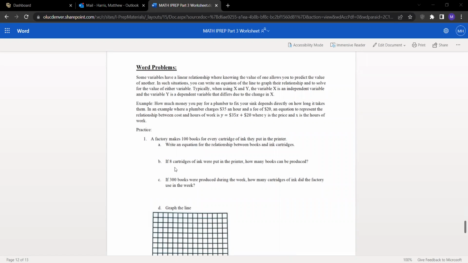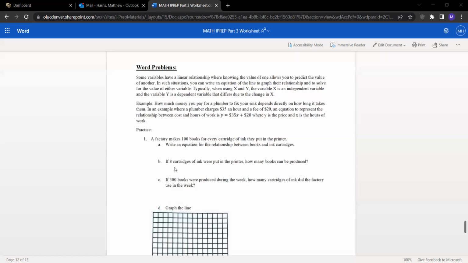So we have 2 word problems to do, and we're going to have a problem, and then we're going to figure out an equation for that problem and then graph it. Some variables have a linear relationship where knowing the value of one allows you to predict the value of another. In such situations, you can write an equation of the line to graph the relationship to solve for the value of either variable. When using x and y, the variable x is the independent variable and the variable y is the dependent variable that differs due to the change in x.